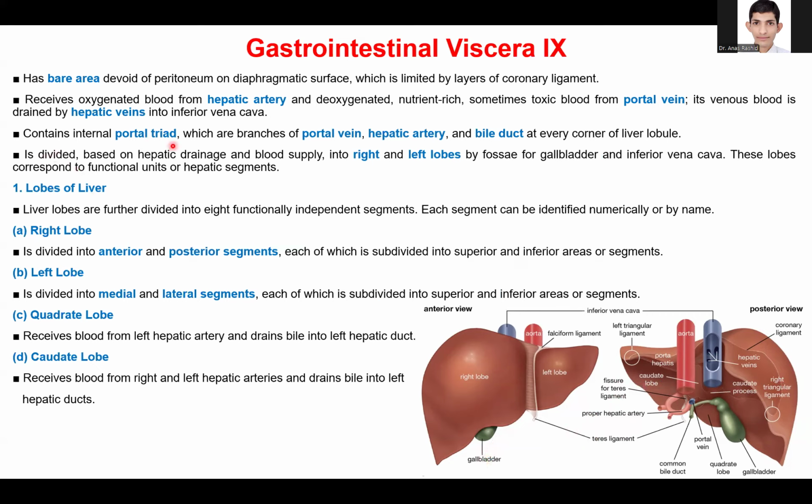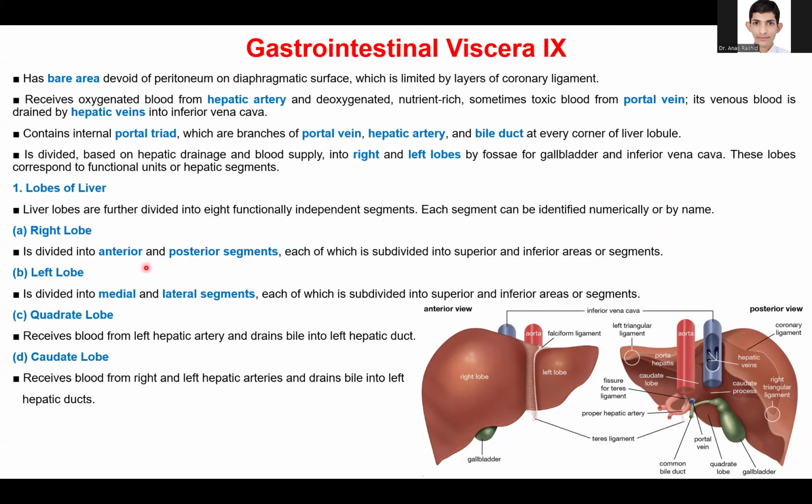The liver contains portal triads, which are branches of the portal vein, hepatic artery, and bile duct at every corner of a lobule. The liver is divided, based on hepatic drainage and blood supply, into right and left lobes by the fossa for the gallbladder and the inferior vena cava. These lobes correspond to functional units or hepatic segments. The lobes of the liver are further divided into 8 functionally independent segments. Each segment can be identified numerically or by name.